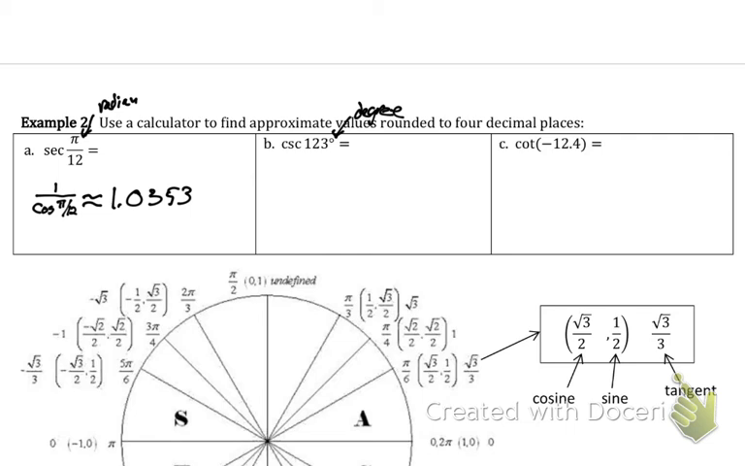Now the next one we have to know 2 rules. Our calculator must be in degree mode, and cosecant's not one of our buttons, so we need to turn this into 1 over sine of 123. So now we go back to our calculator and put it into degree mode. We just took it out of radian. It's okay. Now we're going to put it in degree mode.